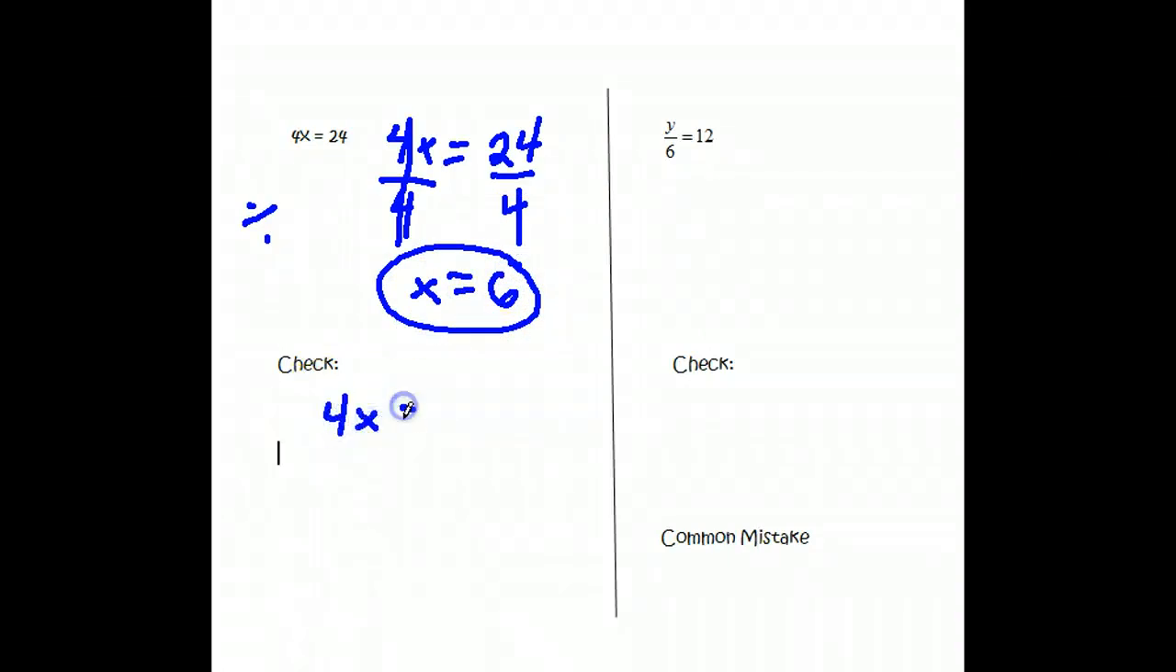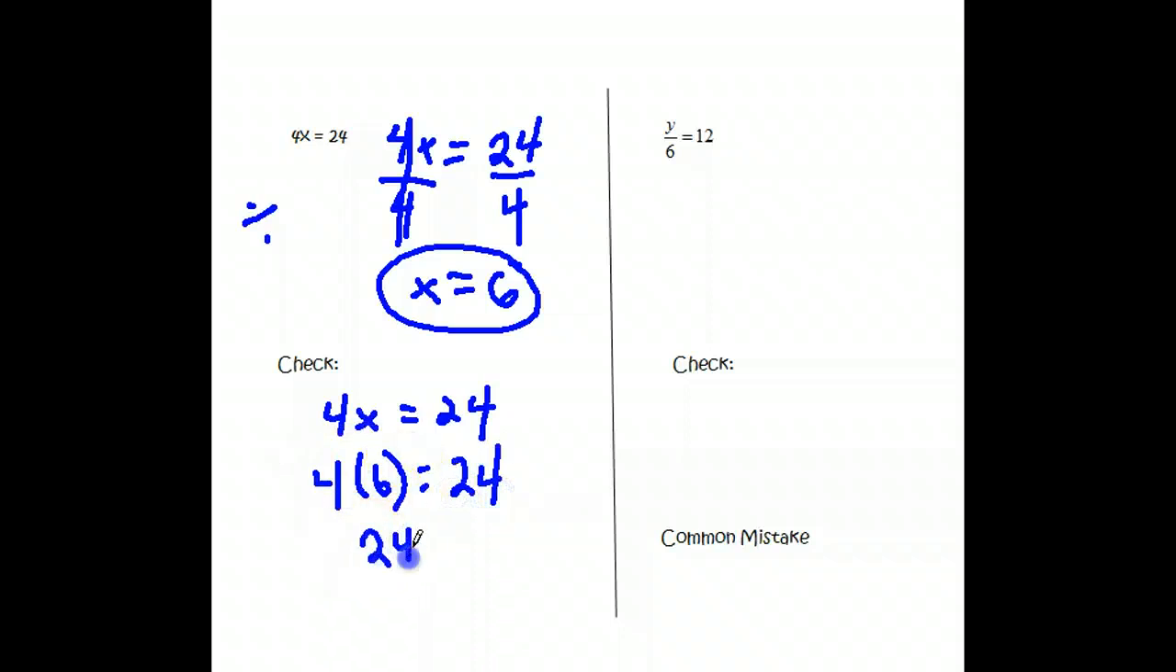My original equation is 4x equals 24. I'm substituting 6 in for x. 4 times 6 equals 24, hopefully. 4 times 6, that's 24. That's a true statement. 24 does equal 24. Check. x equals 6 was correct.